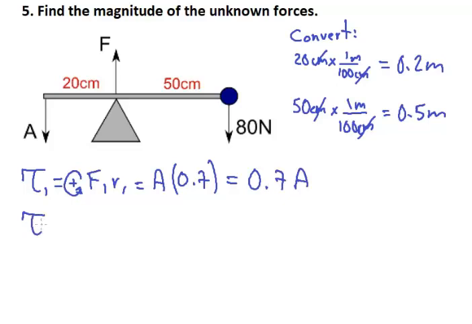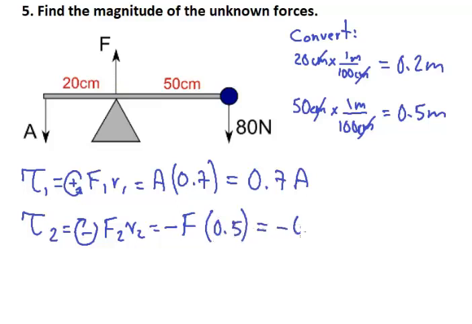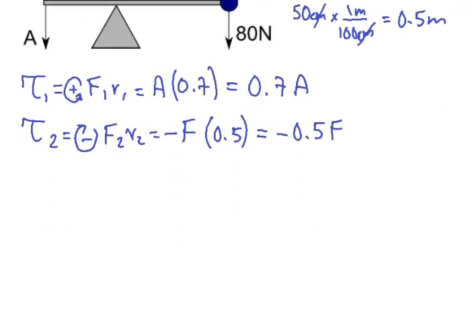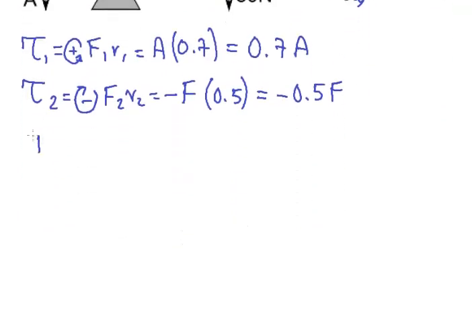Next, torque 2. The second torque we already discussed, that is negative. Not in this direction, in this direction. Negative. So F2, R2. I put the minus, and the force in this case will be F, and the lever arm from F to the torque will be 0.5. So I'll put 0.5 in there, and I'll get negative 0.5 F. That's it. I have both torques. So let's make the rotational equilibrium analysis.